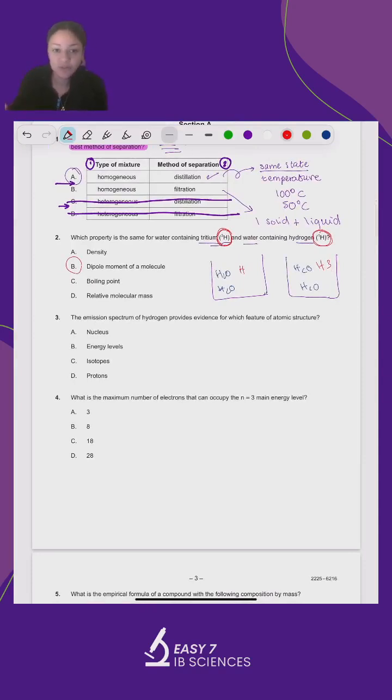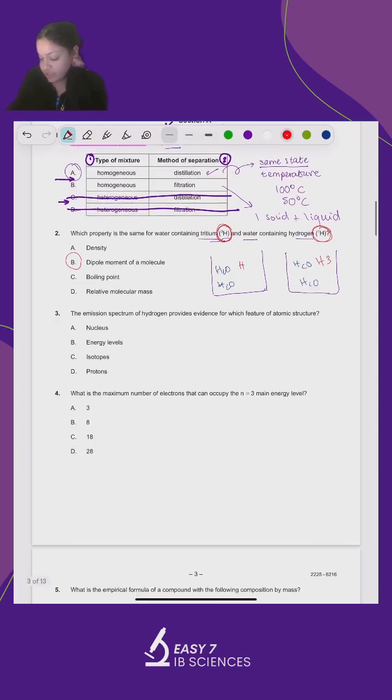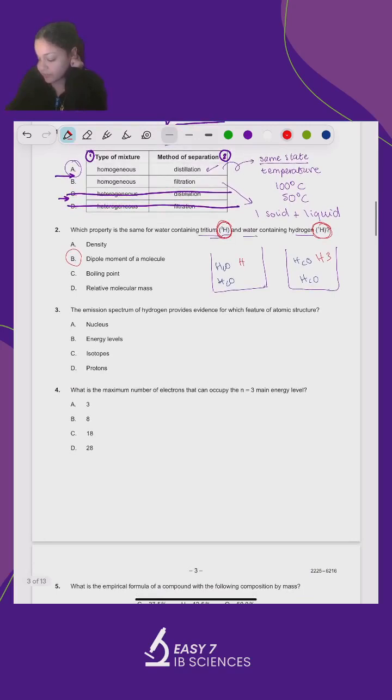Because the heavier the molecule is, the greater the density, the more energy it's going to need in order to boil, right? Because if it's heavier, you're going to need more energy to be able to move it. So the density is higher in the H3 molecule, therefore the boiling point is also higher in the H3 molecule. Now the question is asking us, what is the same? The same would be the dipole moment. I don't know if you guys have heard of the word dipole moment before?